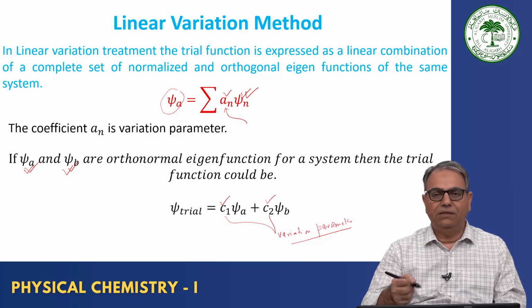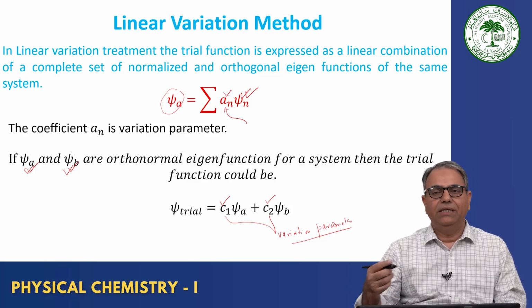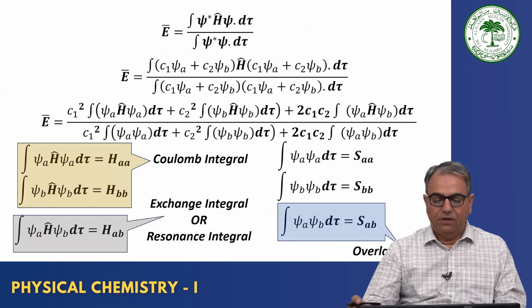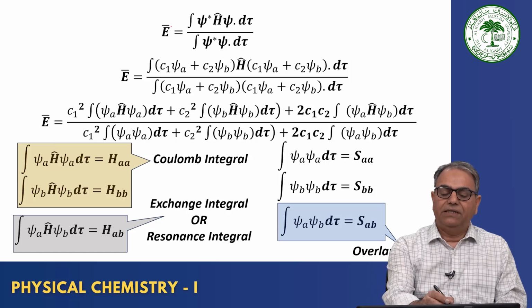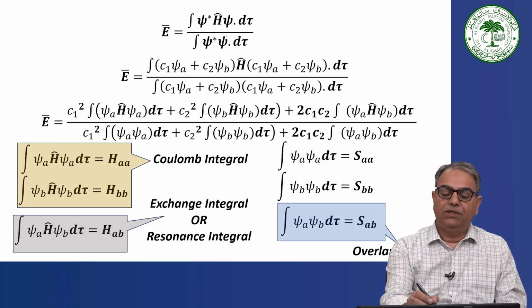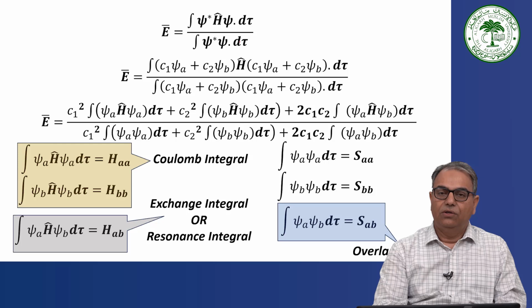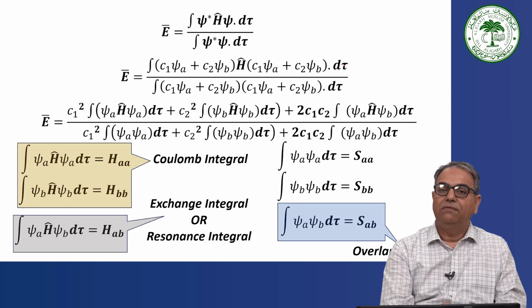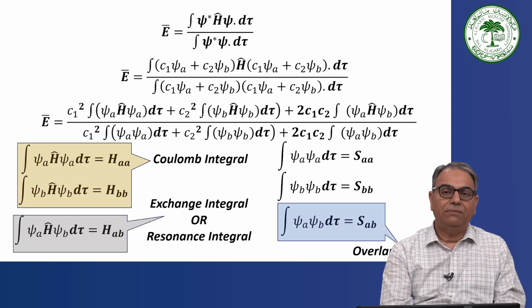That's what we did in the previous 4 examples, and here also we will be doing the same thing, but it will be a little different. So what do we do? We can write the Rayleigh ratio as integral psi star h psi d tau divided by integral psi star psi d tau. So your function is C1 psi a plus C2 psi b, h, C1 psi a plus C2 psi b, d tau. I am not writing the Hamiltonian explicitly, because I am writing a general equation which is applicable to any system.